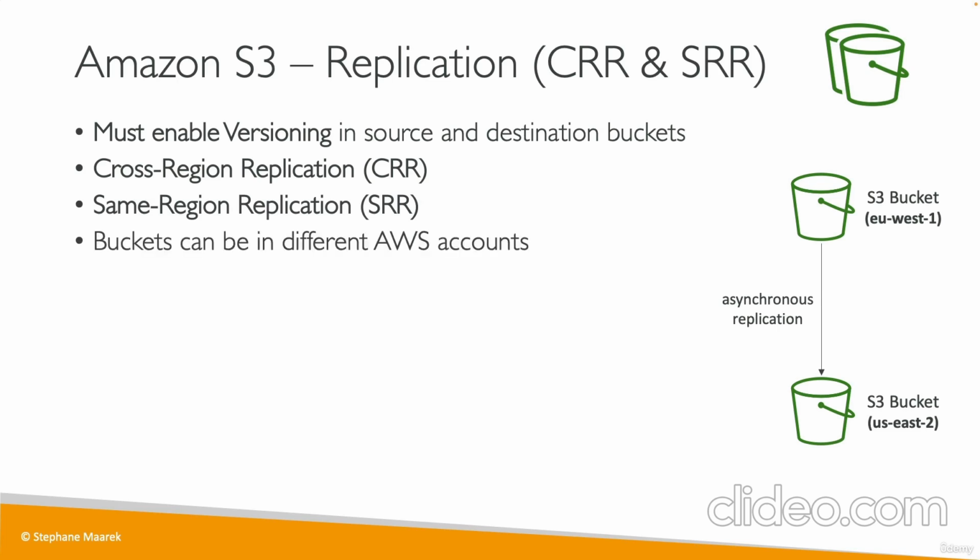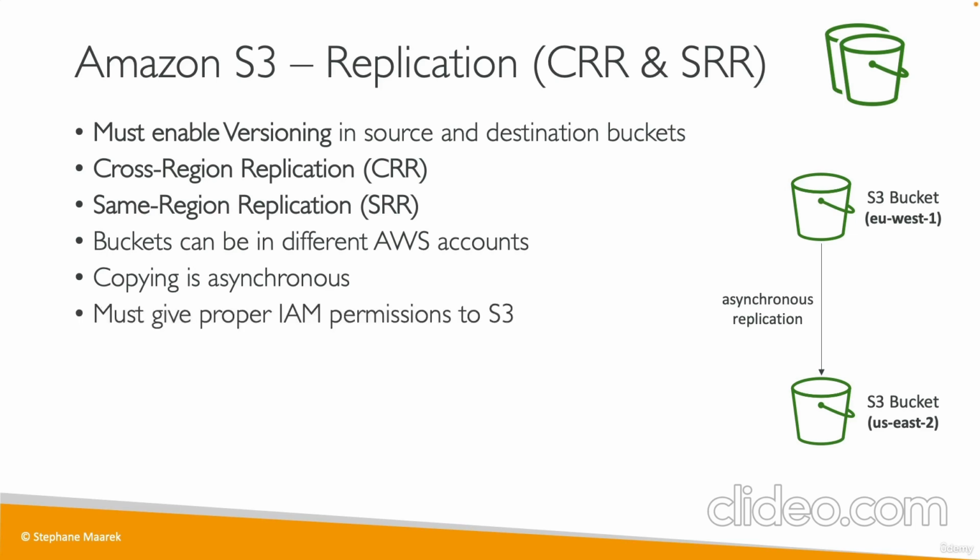It's possible for you to have these buckets in different AWS accounts, and copying happens asynchronously. So the replication mechanism happens behind the scenes in the background. And to make replication work, you must give proper IAM permissions to the S3 service so that it has the permission to read and write from specified buckets.